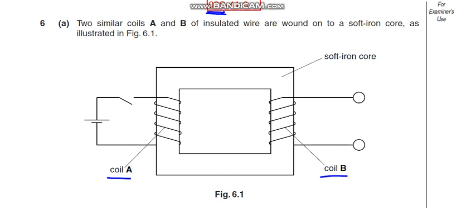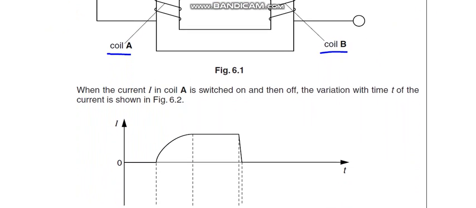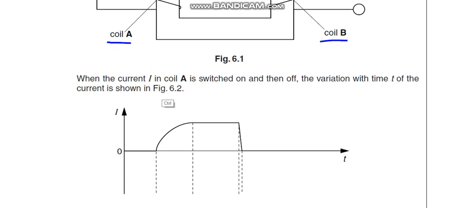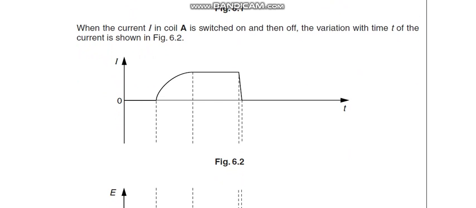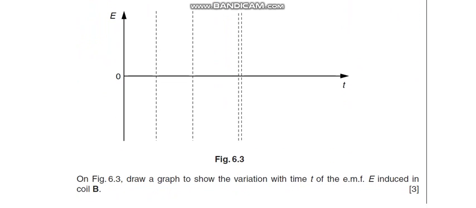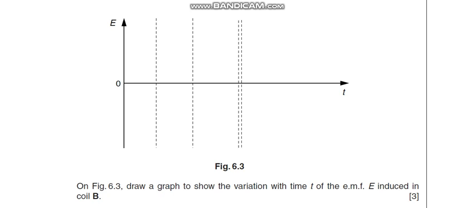As the switch is on, the current flows in the circuit. When the current I in the coil A is switched on and then off, the variation with the time t of the current is shown in figure 6.2, which is this one. Now figure 6.3 shows the variation of E and t. The question states that we have to draw a graph to show the variation with time t of the EMF E induced in the coil B.